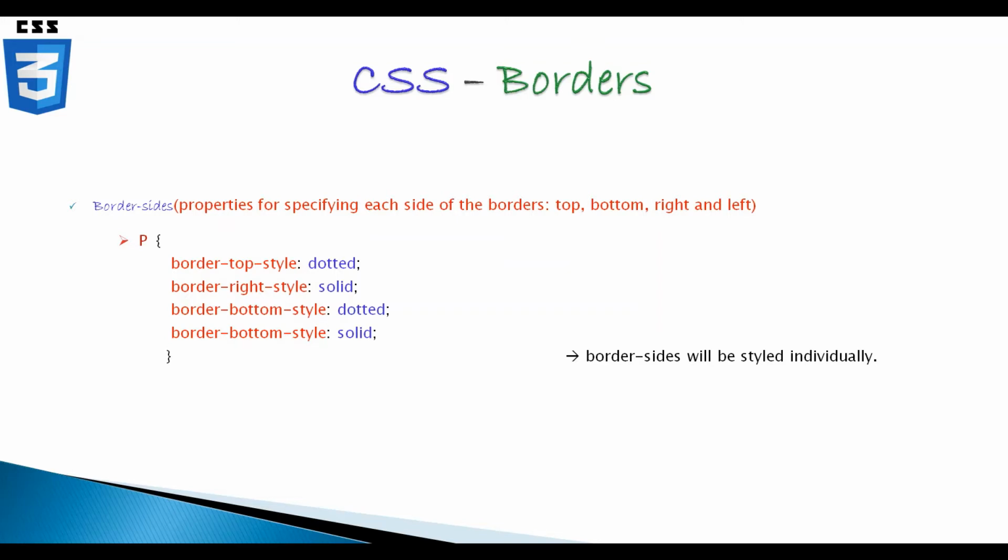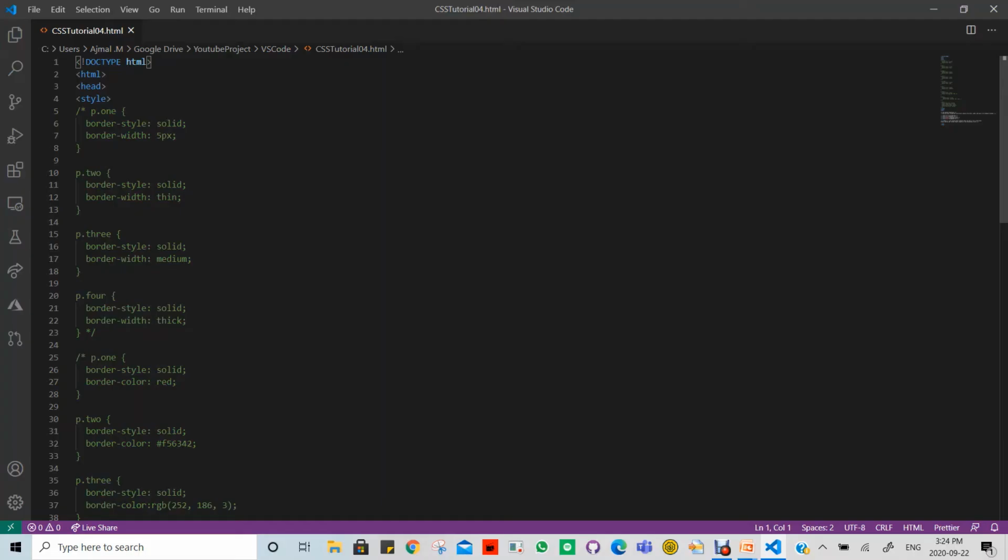So this is the way we would code. You would have your selector, and then you would open a bracket, and then declare your different sides of your border. As you can see, the first one of the specification is border top style. Your top border would have the style of dotted, and the right one would have the solid style, the bottom would have the dotted, and the left would have the solid. And we can also see that in our coding session.